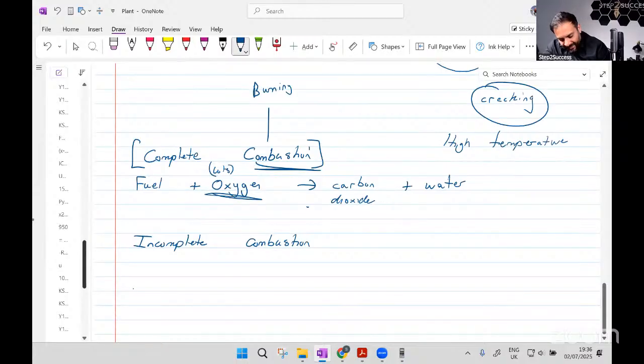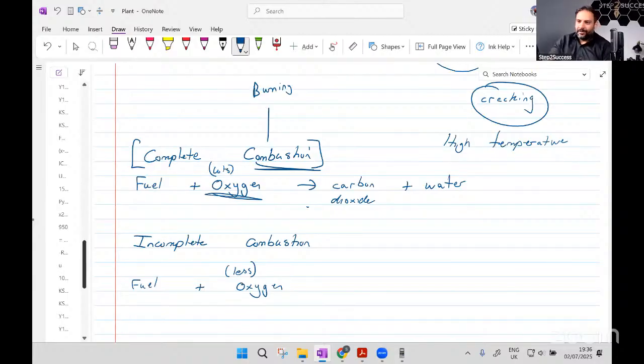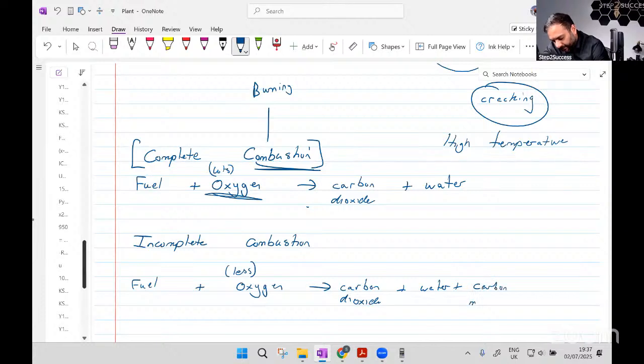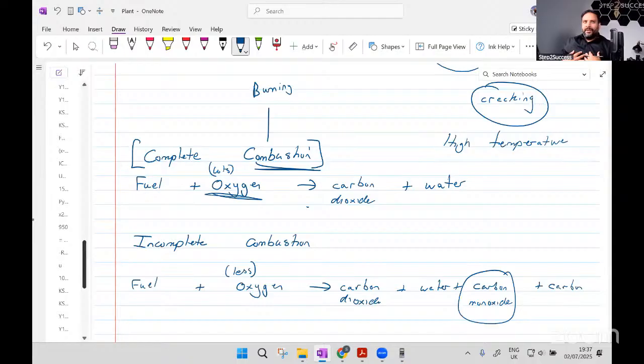But if you burn it in less oxygen, okay, so the equation is still fuel plus oxygen, but this time I'm going to put less in brackets to say there's less oxygen going on. You get not only carbon dioxide and water, but you get another gas produced, and that gas is carbon monoxide, which is not great. You also get carbon, but you don't need to know that for now. But you'd remember that when you do incomplete combustion, there is something called carbon monoxide, which is also produced.